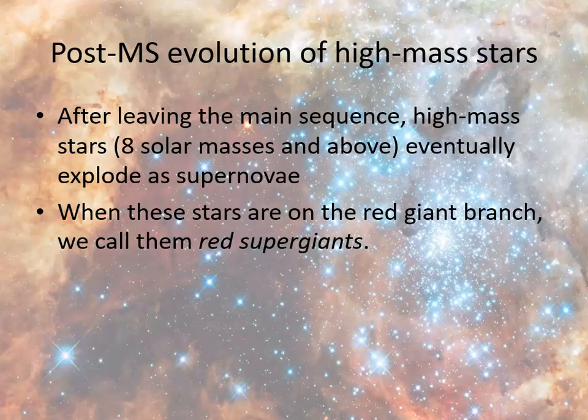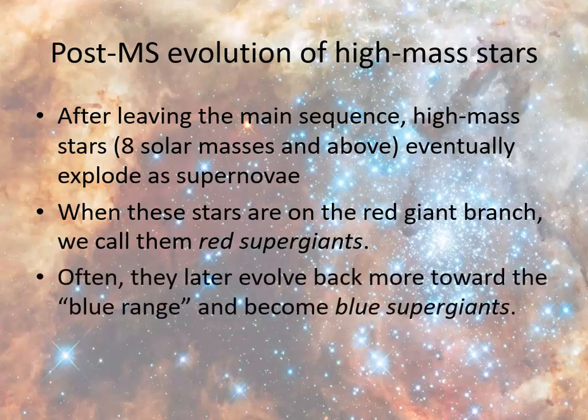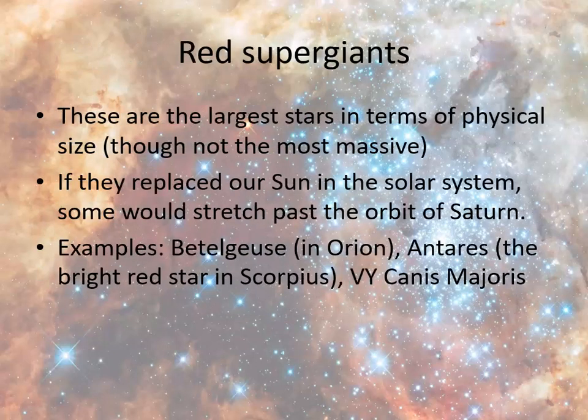It's a much, much bigger object than just a red giant, and it has a much more tenuous atmosphere, and as a result, the spectral lines are much thinner, which is how scientists are able to distinguish between a nearby red giant compared with a faraway red supergiant. And some of these later evolve back toward kind of the blue range and become what we call blue supergiants, though, as we just saw, not all of them.